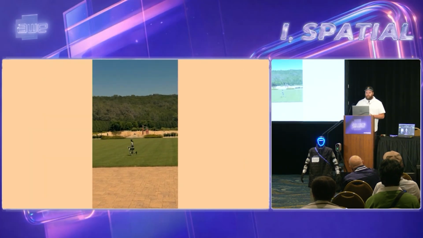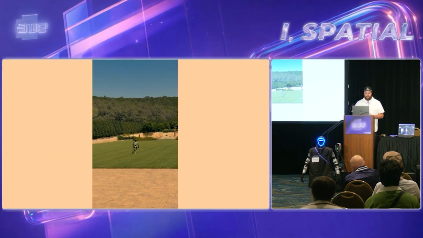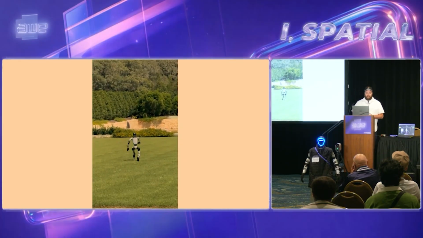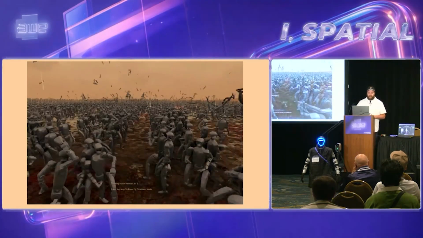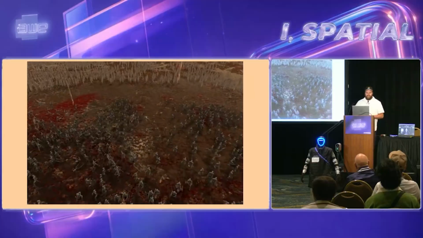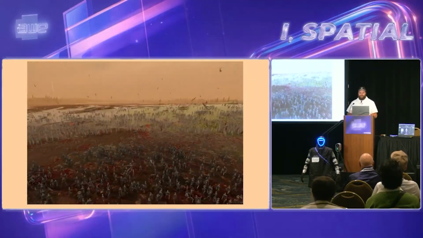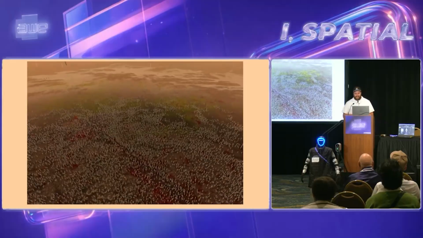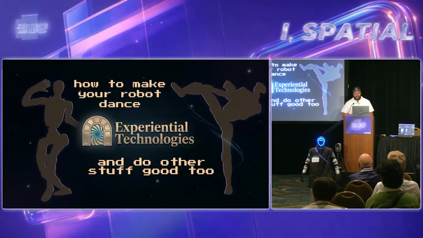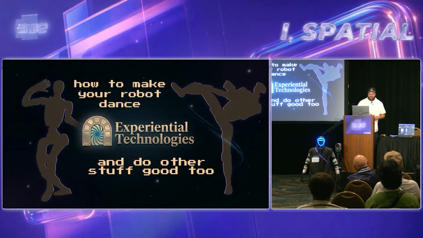Always make sure you have a roaming pasture for your robots. And the last thing you can do is make 1 million robots fight themselves in simulations. So, every robot comes with a 3D model. You can pop those into a gigantic battle simulator. And that's how to make your robot dance and do other stuff good too.